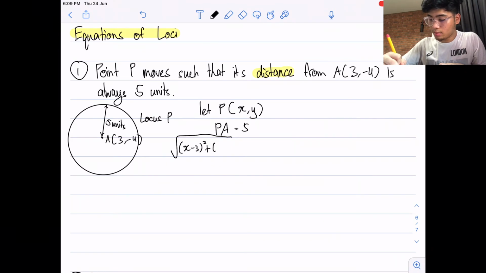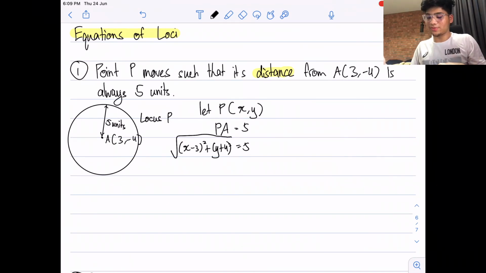y plus 4 squared equals 5. Oops, I wrote the wrong values, didn't I? x minus 3, y minus 4. Oh wait, I did write the right ones, no worries. Alright, so x minus 3 and y plus 4, because the negatives cancel each other out.